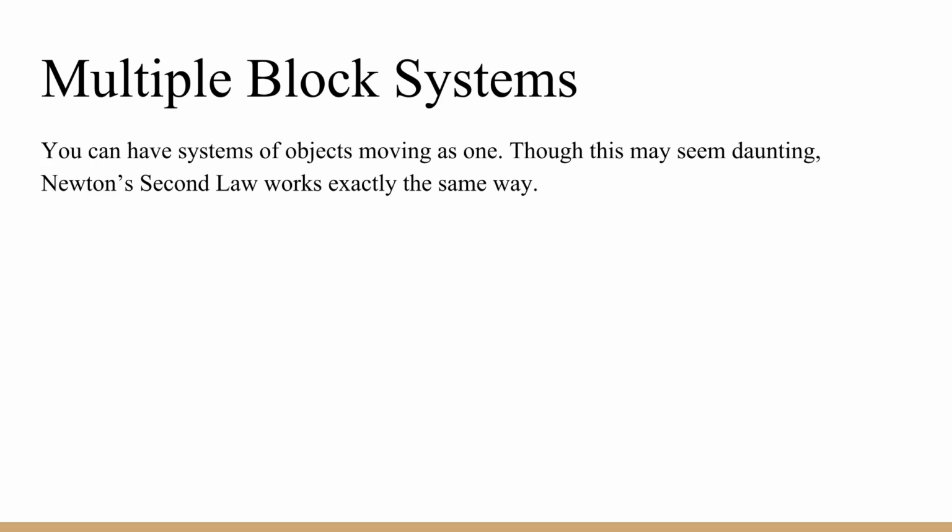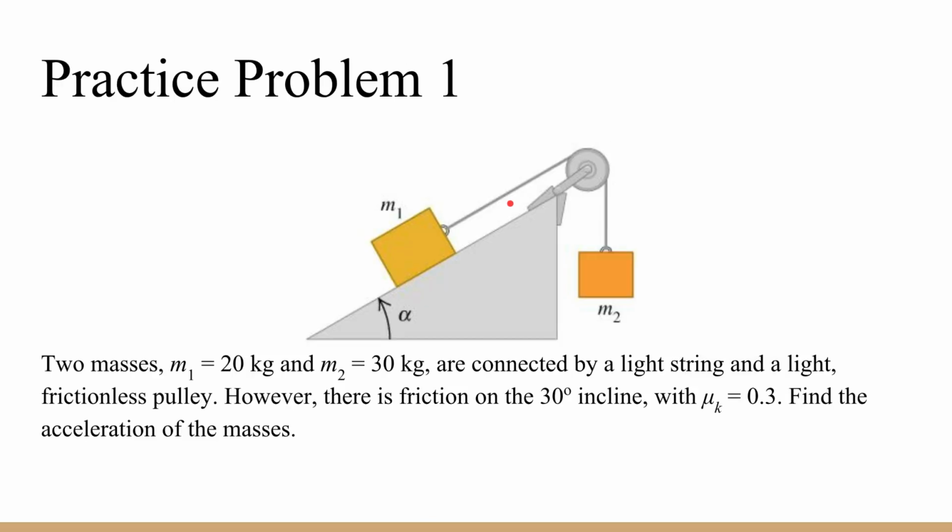So now we're going to move on to multiple block systems. You can have systems of objects moving together, and this may seem daunting, especially if you look at the diagrams. However, you can just use Newton's second law, and it works exactly the same way. So two masses, m1 equals 20 kilograms and m2 equals 30 kilograms, are connected by a light string and attached to a light frictionless pulley. However, there is friction on the 30-degree incline, with mu k equaling 0.3. Find the acceleration of the masses.